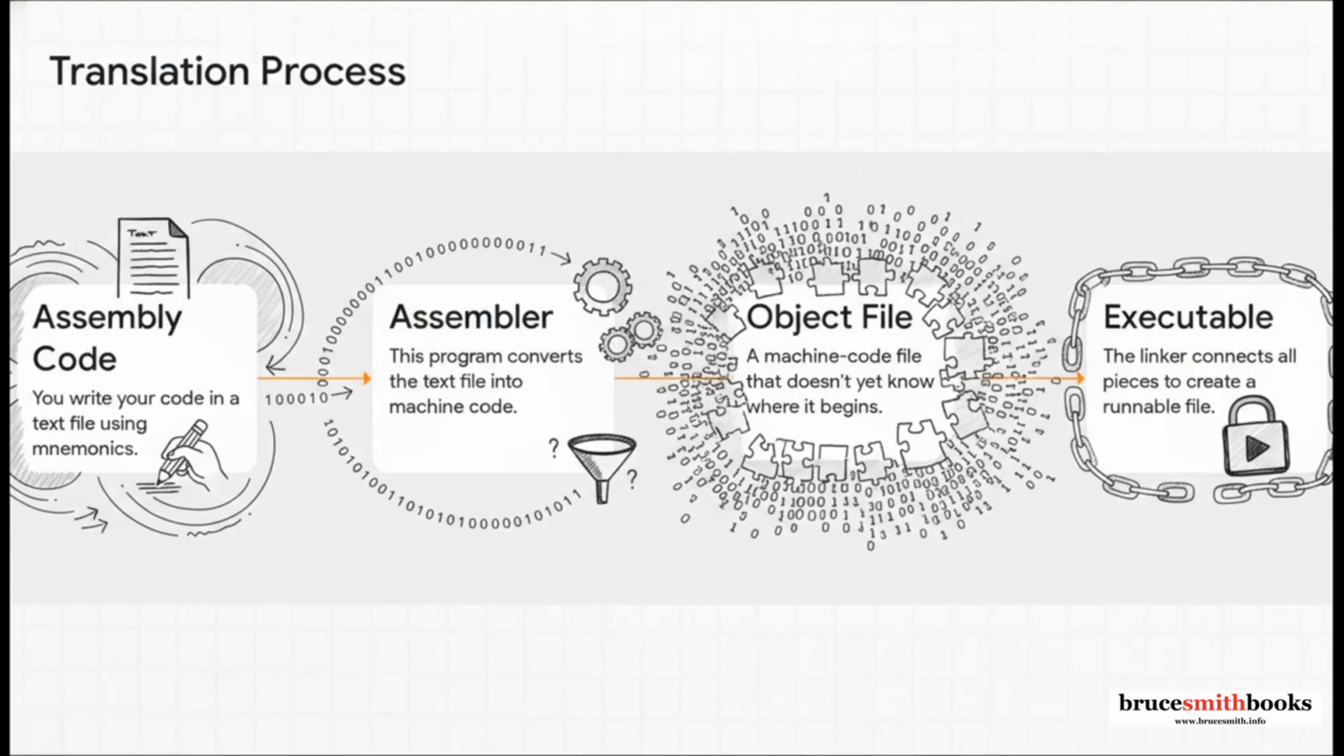So how does this all fit together? Let's walk through the whole process. First, you write your program in assembly language, which is really just a plain text file. Then, a tool called an assembler takes that text and converts it into an object file. That's the raw machine code. But it's not quite a program yet. It's missing a start and an end. That's where the linker comes in. It's the final piece of the puzzle that stitches everything together and creates the final runnable program.